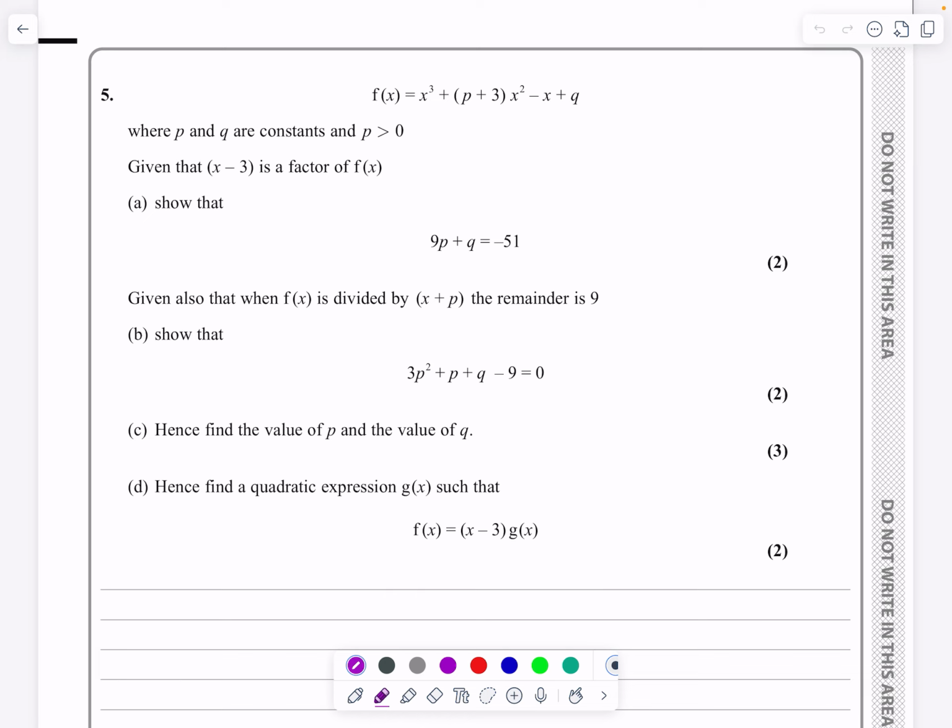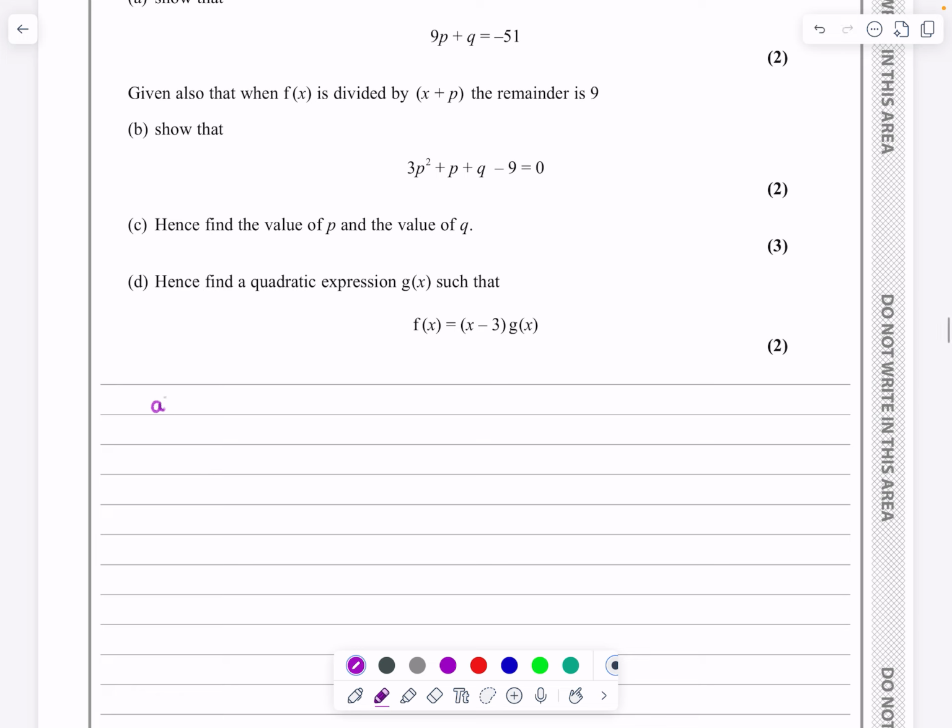So it says f(x) is given by this function here, and what we're asked to do is to show that x minus 3 is a factor will lead to this, which is very straightforward. Let's jump straight in and do it. Part A then, so it says, if x minus 3 is a factor, just explain to the examiner what we're doing, then f(3) is going to be equal to 0.